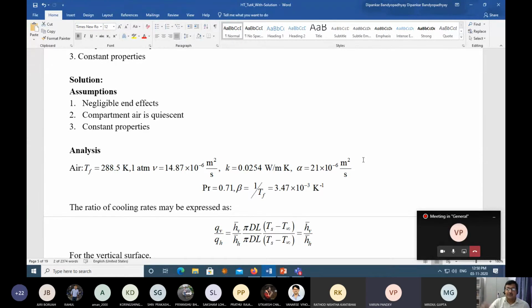Yes, sir. So if you look for the vertical Q, it will be h vertical into h pi dl into dl, Ts minus T infinity, right? And Ts minus T infinity, I guess, will remain the same because nothing changes except the geometry of the problem. Right. So you may just observe that the area is not changing, but only the heat transfer coefficients are changing. Yes, sir. Now, how will you obtain these two?